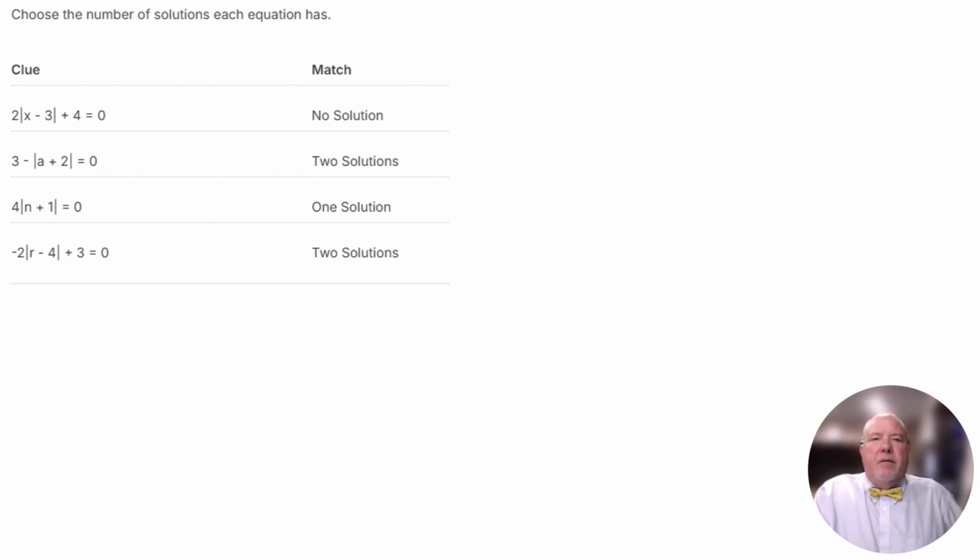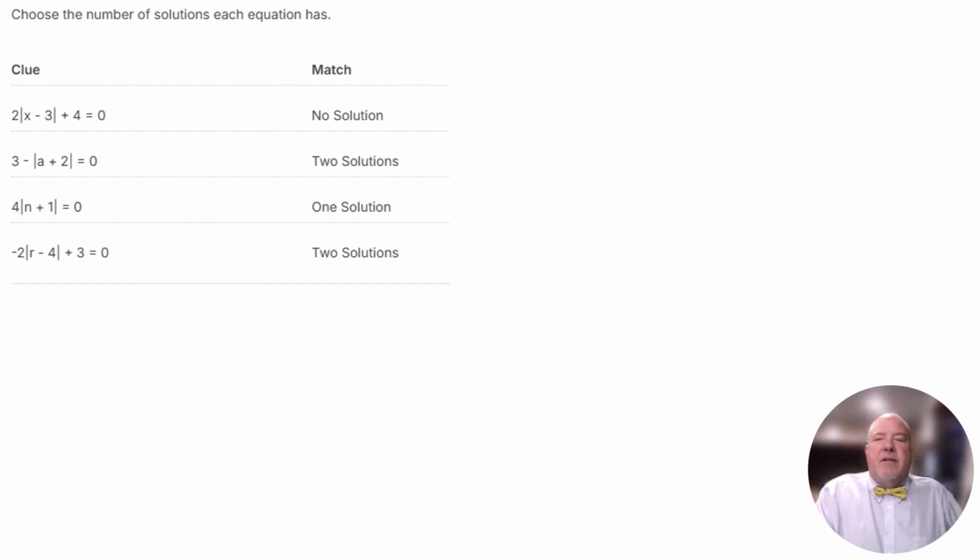So we're given four equations here, and these are absolute value equations. And we're asked to choose the number of solutions each equation has. With absolute value, you can have two solutions, one solution, or no solution. All right, so we've got to figure this out, and the way we're going to do that is by solving these.